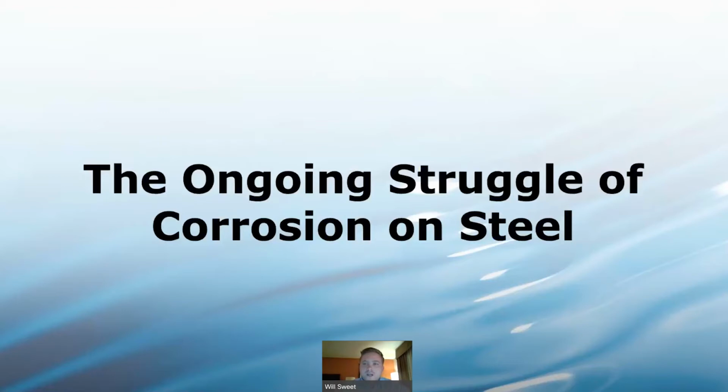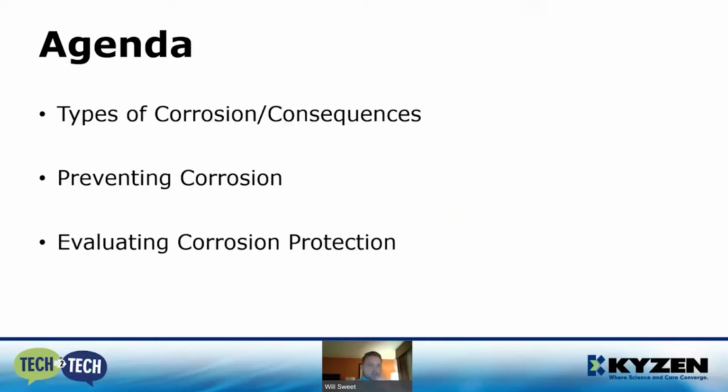Thank you for joining for what will be a short talk on the ongoing struggle of corrosion on steel, which I'm sure anyone that has anything to do with manufacturing of steel parts has run into at one time or another. On the agenda for tonight, we're going to start off with types of corrosion and the consequences that come with those types of corrosion. We're going to move on to different methods and ways to prevent corrosion. And finally, we'll end up at evaluating different corrosion protection methods.